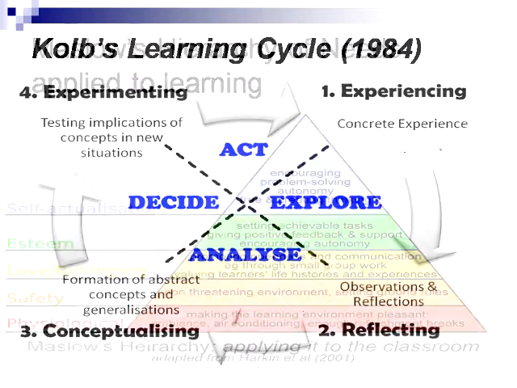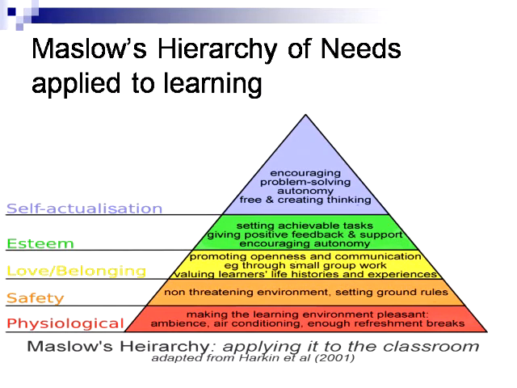Thank you. Could you discuss for us Maslow's hierarchy of needs and how that's applied to learning? So Maslow's hierarchy of needs are physiological, safety, love stroke belonging, esteem and self-actualization. So physiological is making the learning environment pleasant, ambient, air-conditioned, enough refreshment breaks. Safety is non-threatening environment and setting ground rules.